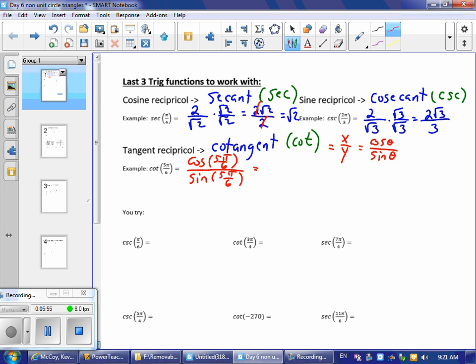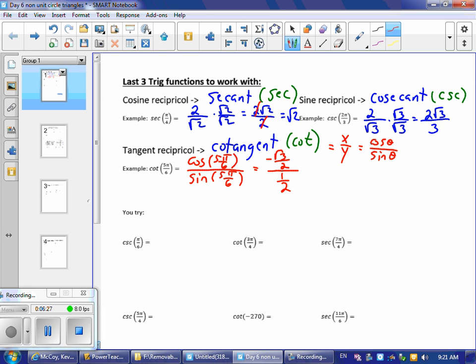Okay, cosine of 5 pi 6. Anything that has a 6 in the denominator, the cosine of that is going to be a square root of 3 over 2. And 5 pi 6 is in the second quadrant, which makes the x value or the cosine value negative. And if the cosine of something that has a denominator of 6 is square root of 3 over 2, then the sine of that has to be a 1/2. And again, that's second quadrant, so the y value in the second quadrant is positive.